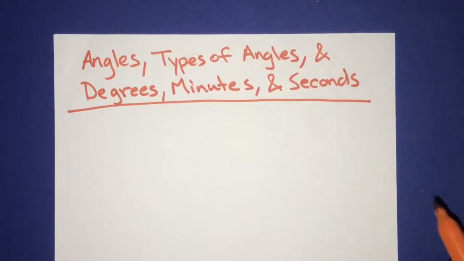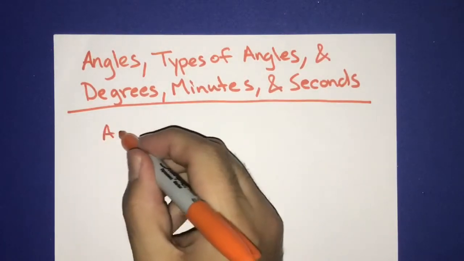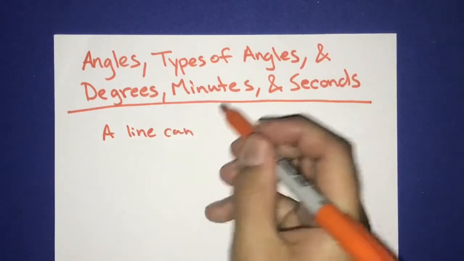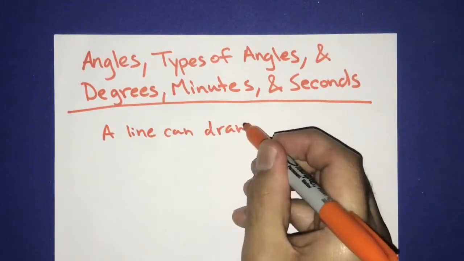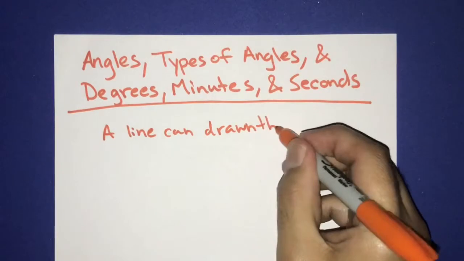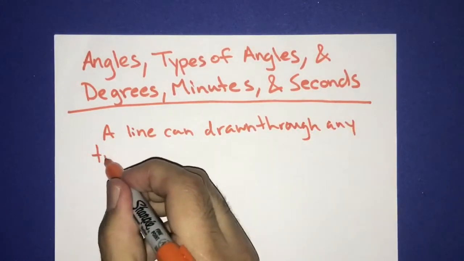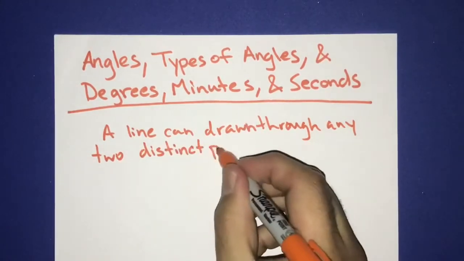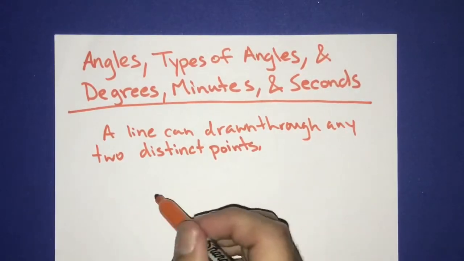Okay, so let's take a look at a line first. Okay, what exactly is the line? Well, we see that a line can be drawn through any two distinct points. Okay, so let's take a look at an example, what a line would look like.